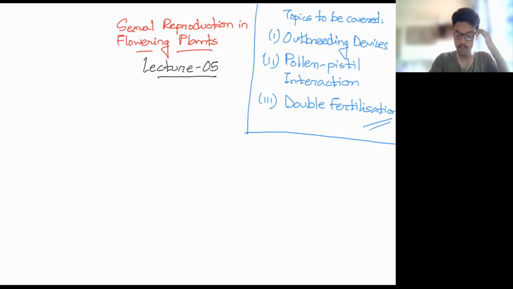Before I get into further details, the first two topics, outbreeding devices and pollen pistil interaction, are more analytical topics. All the basic facts and conceptual understanding that you require, I have already covered in the past 4 lectures. If you have gone through the lectures and read the materials properly, it won't be tough for you. For these two portions, we're going to completely stick to the NCERT. I'm going to read the NCERT line by line, make notes and make the concepts clear. We are going to keep NCERT at the center of our discussion.